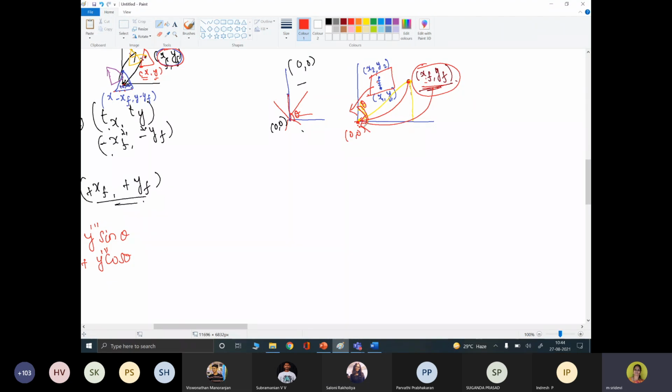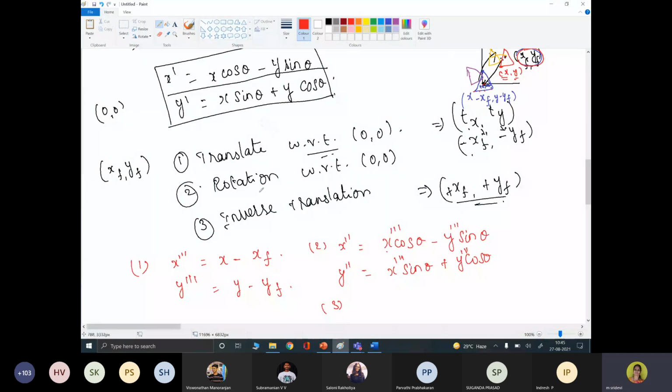Our aim is to align this fixed point with the origin. When you align this with the origin, whatever object we are considering needs to be aligned with respect to the origin. Then only your final output will be correct. That's why we are doing this step here. XY indicates the object coordinate value. This xf and yf is the fixed point through which we are going to rotate.